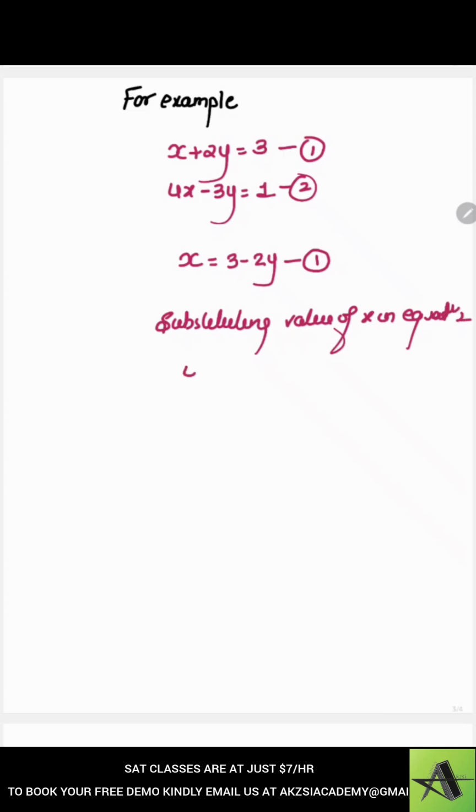So this is 4x minus 3y equals 1, and I just need to plug this value. So x is what? Only here in place of x, I'll write 3 minus 2y. Previously it was x, but since x is 3 minus 2y, I am substituting this value. Now the next step is just how we have solved the basic linear equation in one variable. We have to solve it exactly the same.